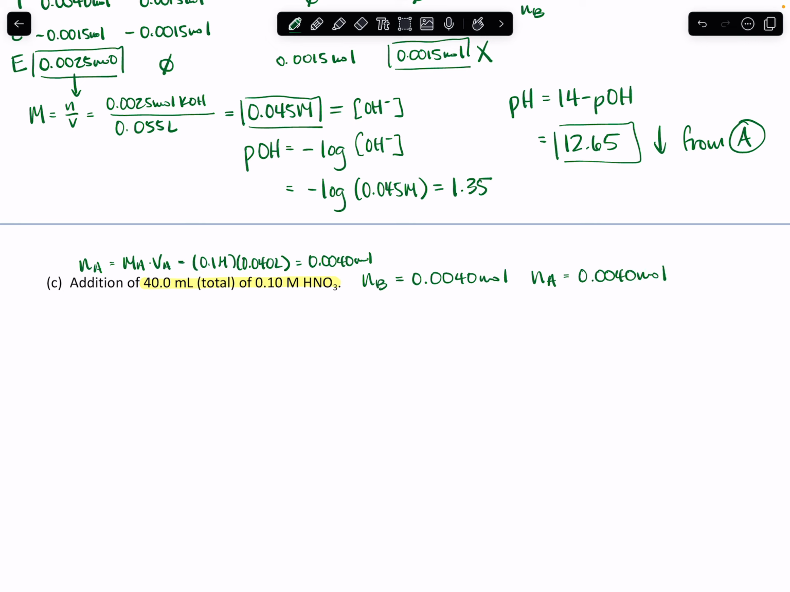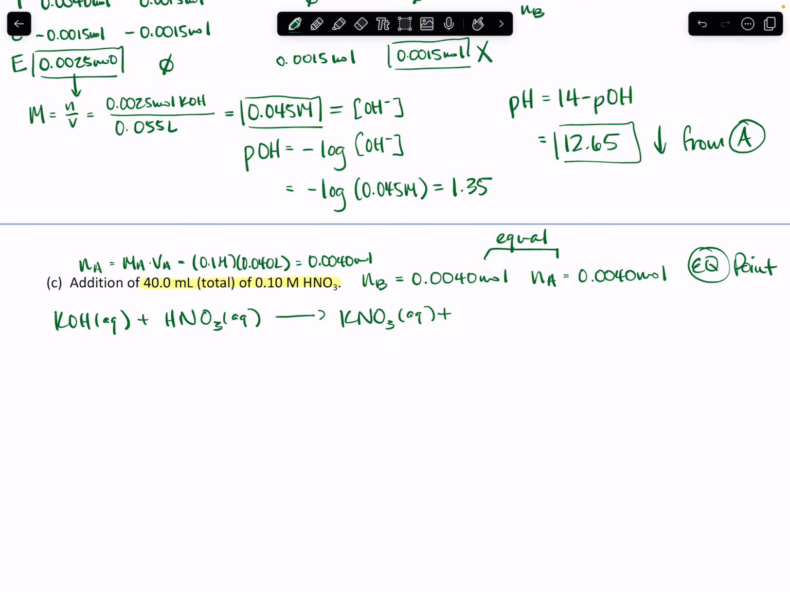So the moles of acid present are 0.0040 moles. Now, when I look at that, hopefully my brain says these are equal. So this should be our equivalence point, which means, hopefully, that the only thing left after the reaction is water. But we should make sure. So we have KOH reacting with nitric acid, forming our salt, potassium nitrate, and water.